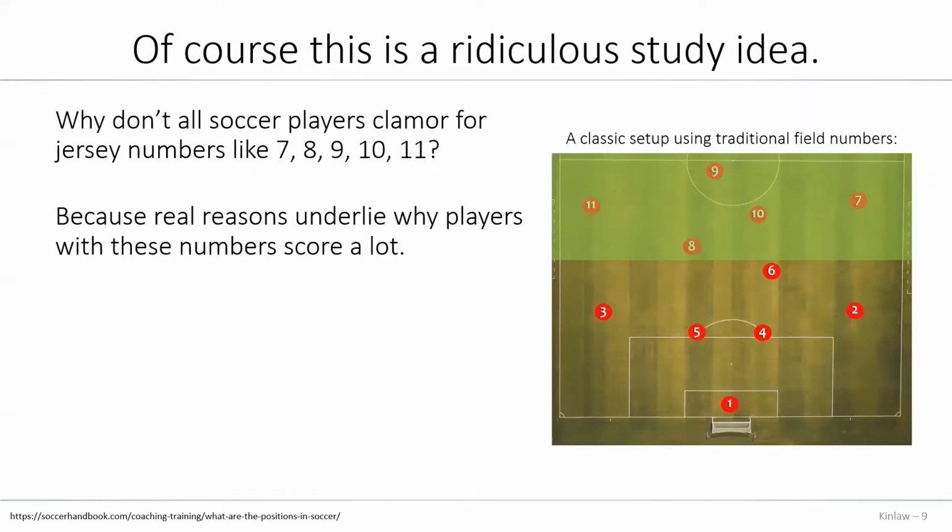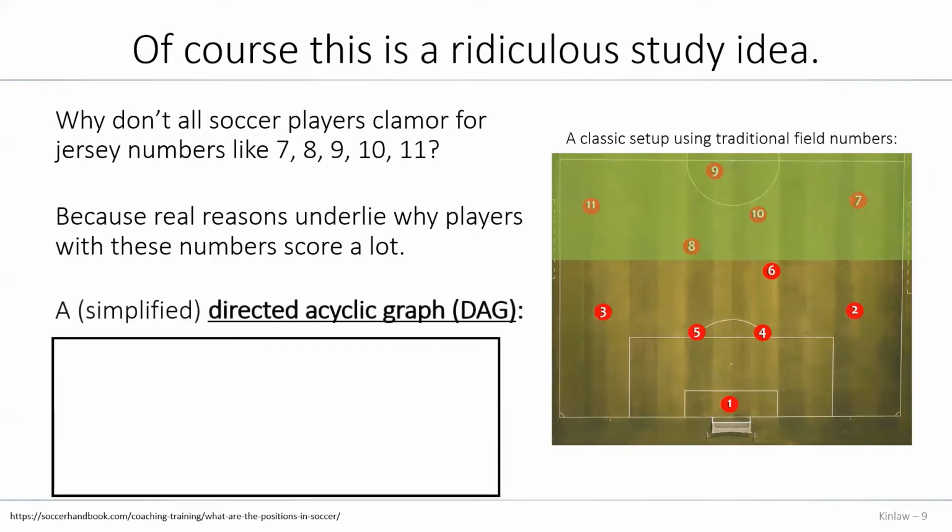As you can see on the right, numbers 7 through 11 tend to be worn by players who play on offense, so naturally you'd expect them to score more goals than other players. On the bottom left of this slide, you'll see potentially the first directed acyclic graph that you've ever looked at. We'll dig into these diagrams more later today and in future sessions.